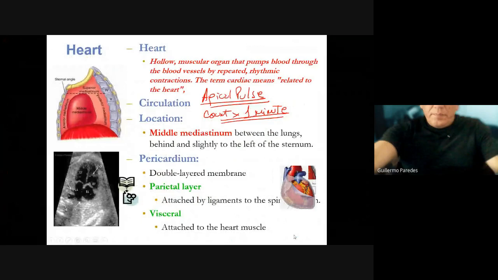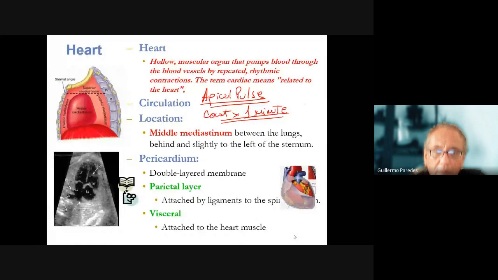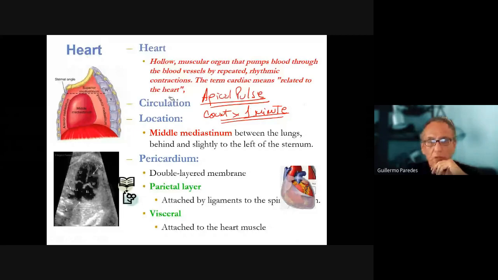Just remember the radiation of pain when you have a myocardial infarction, that's why it goes to the left side. All right, let's keep going. We already talked about the apical pulse, and this is a review for bioscience. The heart is a hollow, muscular organ that contains the blood.